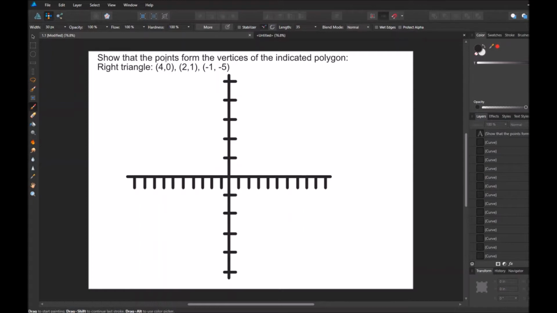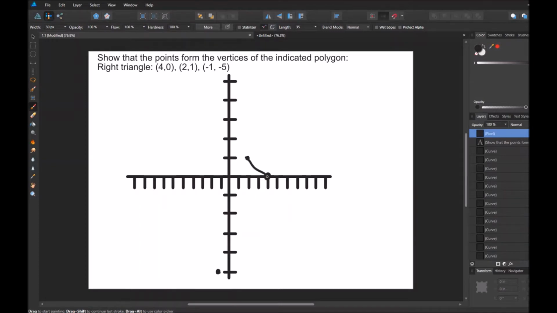So our first point is 4, 0, so we go to the right of the origin 4 points right here, and we make our little dot right there. And then our second point is 2, 1, so we go to the right of the origin by 2 and above the origin by 1 point. So now we're there. And then our third point is -1, -5, so we go to the left of the origin, -1, and then go all the way down to -5.